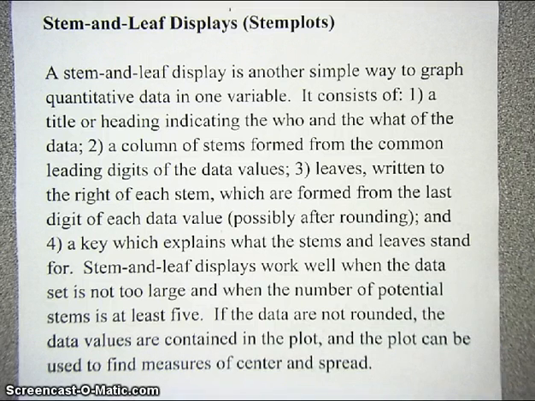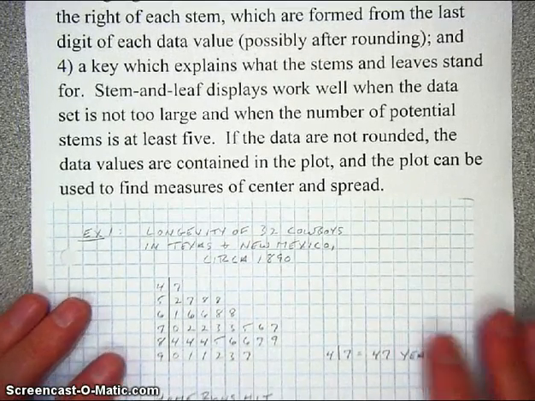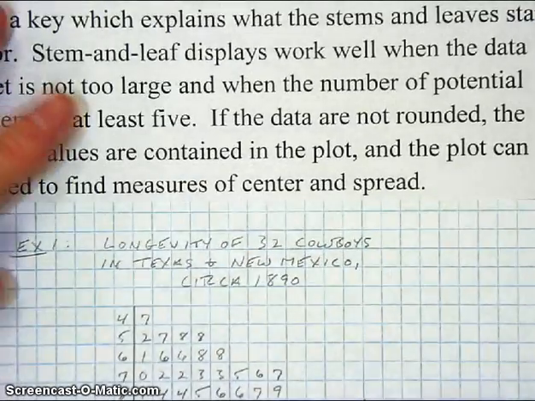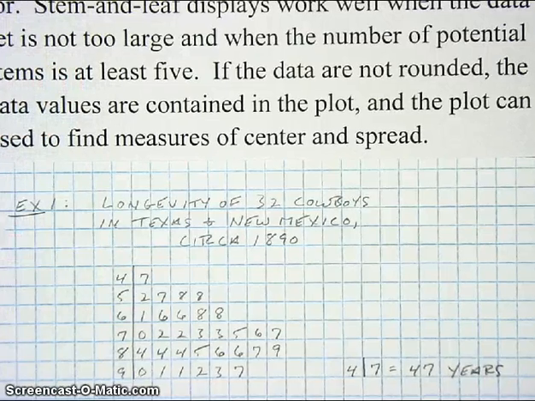Here's an example. We had a study done by a sociologist in New Mexico who wanted to see how the life of a cowboy was working out. And these are the longevities of 32 cowboys that she studied around 1890. The youngest died at the age of 47. The oldest died at the age of 97.